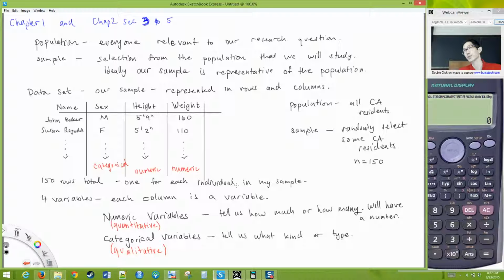Yelp rating. What is that? So you get 4.5 stars on Yelp or 5 stars on Yelp. Numeric or categorical?